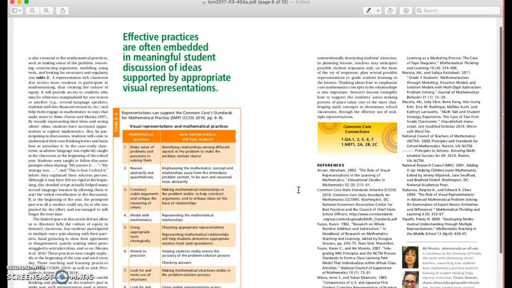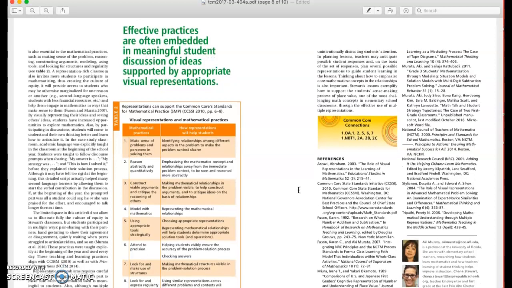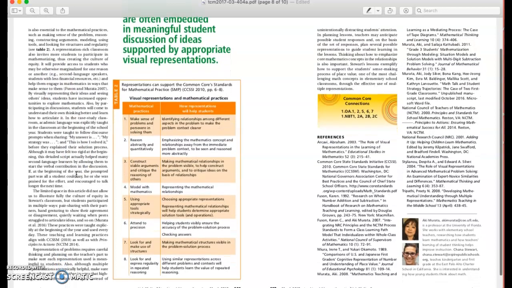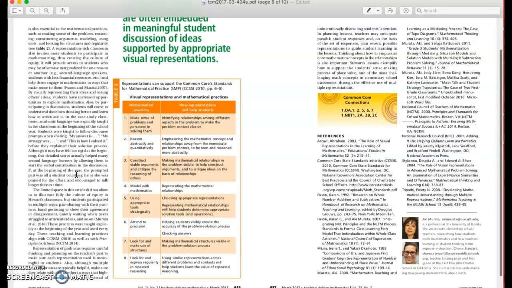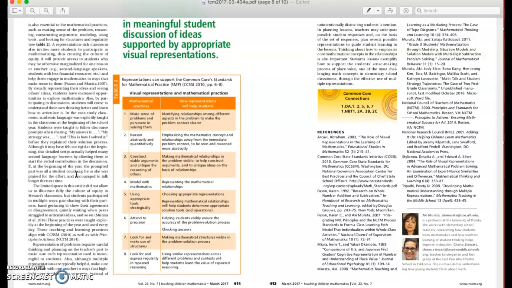This page discussed how a classroom that uses representation allows for more students to participate and creates a culture of equity. The visual representations of their ideas also allowed students to see and understand their peers' thinking. I plan to use these visual representations in my classroom to deepen my students' foundation and learning.